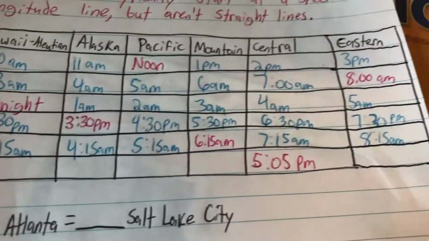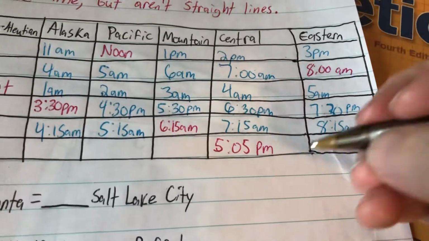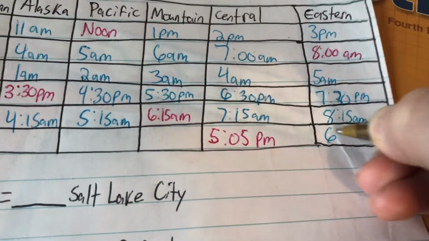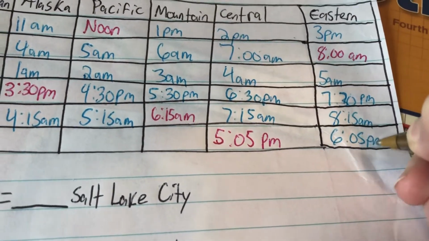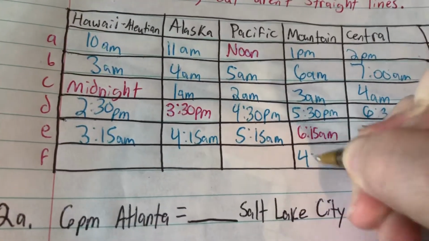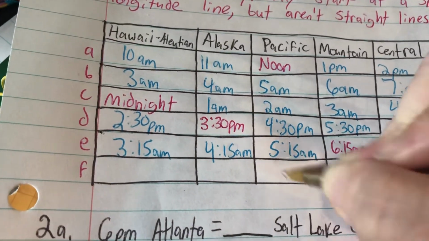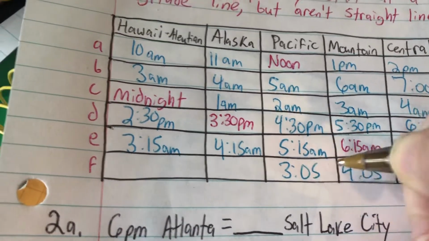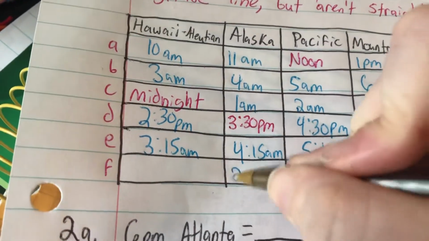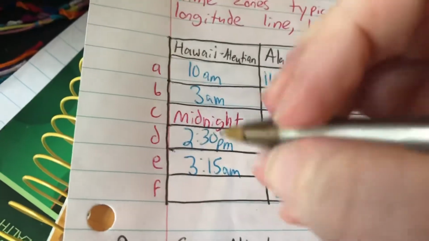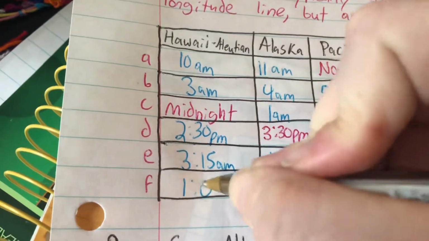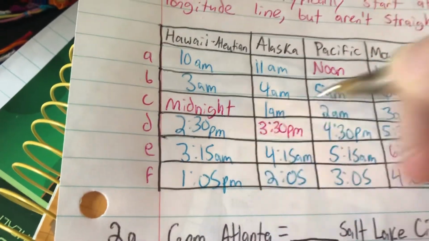For F, it gives us a Central time of 5:05 p.m., which would make it 6:05 p.m. here in Eastern time zone. In the Mountain time zone, it would be 4:05. And the Pacific, it would be 3:05. And the Alaskan, it would be 2:05. And in the Hawaii Aleutian, it would be 1:05 p.m.